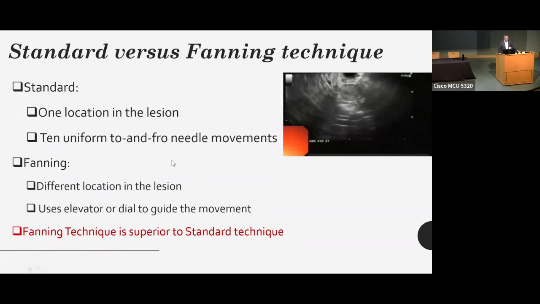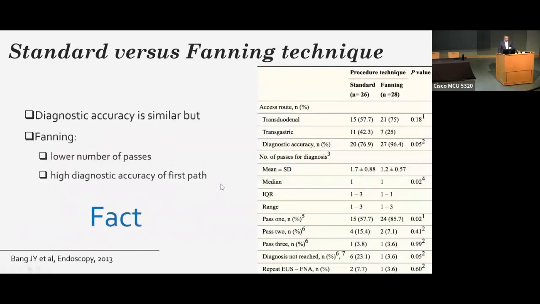So in general, when we do standard, the studies were done like 10 and up to 15 to and fro movement. With fanning, you do this movement and you think that fanning will be superior to standard. Some people do fanning, some people don't. And do we have any evidence? We do. That's a very nice study. It was done in 2013 by Dr. Bang. I think she was in Florida at that time. And it was a small one, but they looked at the difference between fanning and non-fanning.